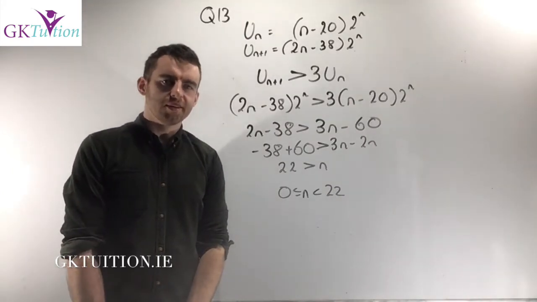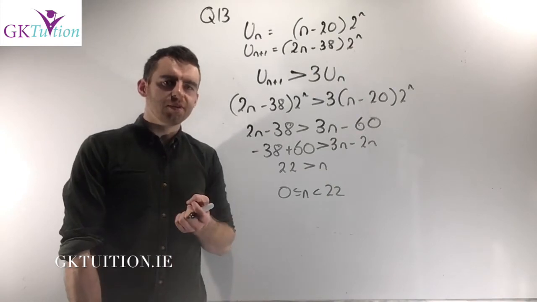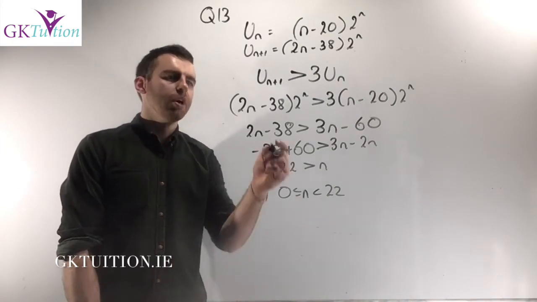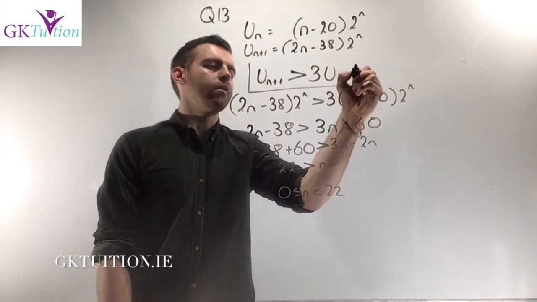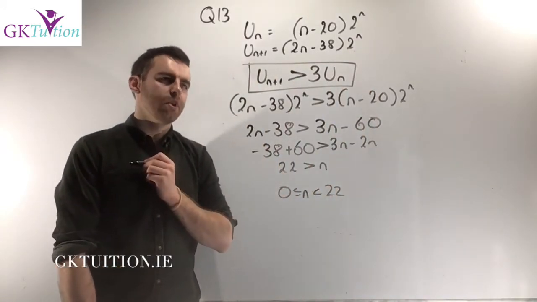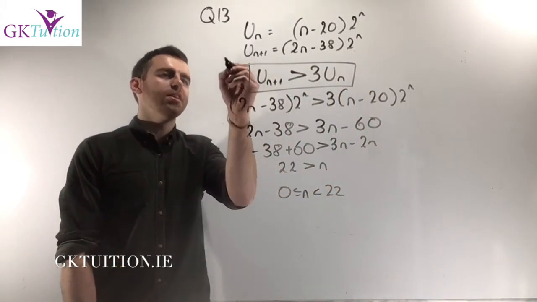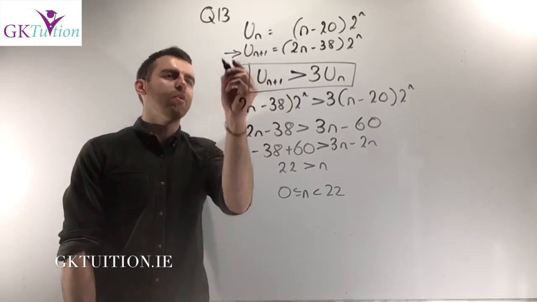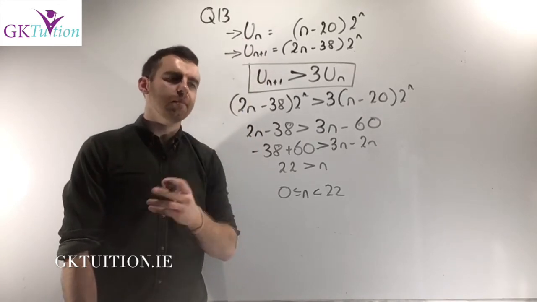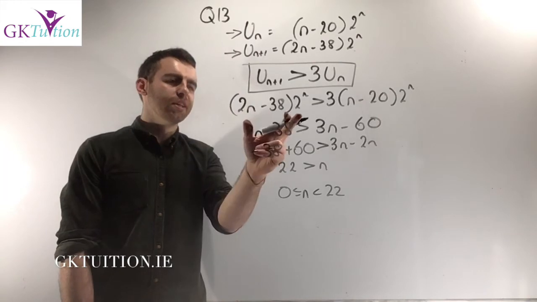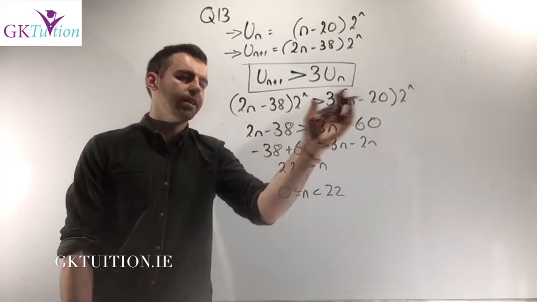In the second part of this question, it asked me for what values of n, which is greater than or equal to 0, is u(n+1) greater than 3 times u(n). In order to answer this question, I need to incorporate the fact that I know u(n+1) and I know u(n). Instead of u(n+1), I just subbed this in. Instead of u(n), I subbed in this.